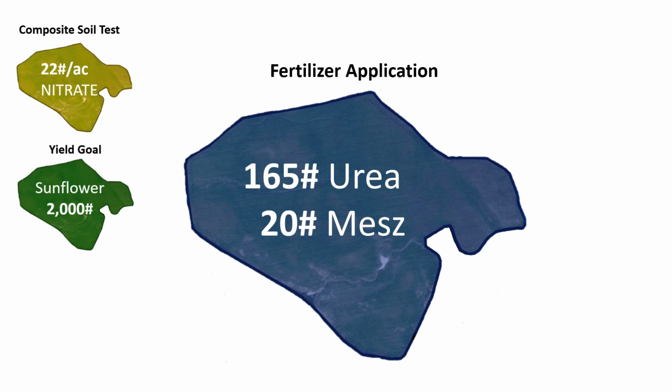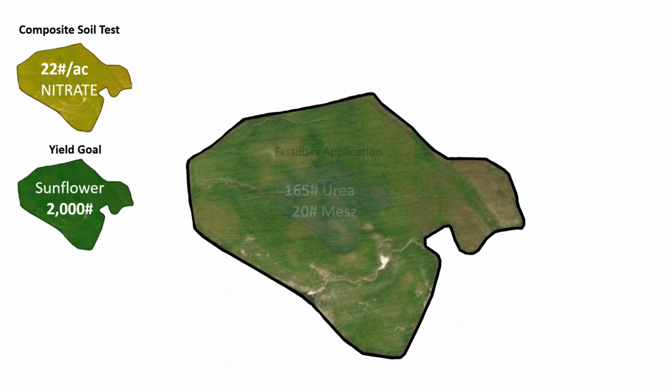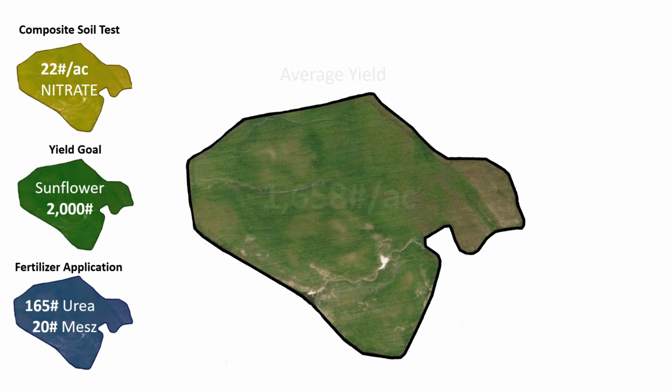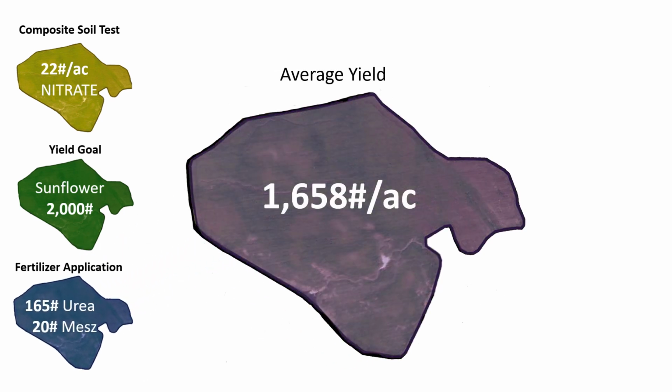The next thing that we do is we take that composite soil test and our yield goal, and from that we set our fertilizer application. So this year, we spread 165 pounds of urea and 20 pounds of MES. So we'll fast forward into our harvest, and we ended up with an average yield of just over 1,600 pounds. So it was a little bit lower than what our yield goal was.